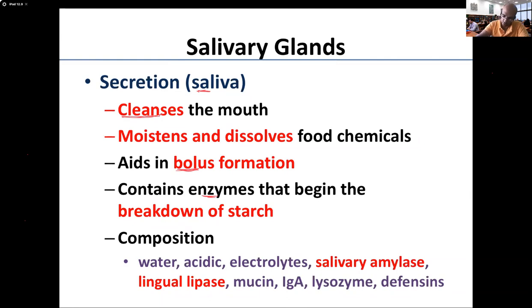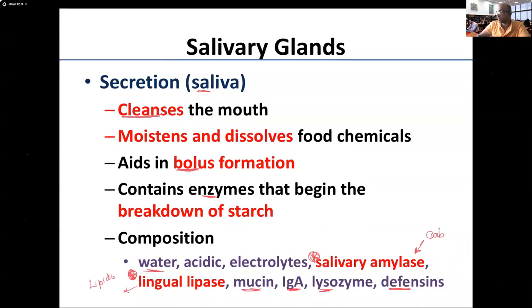The composition here of the saliva includes water, acids, electrolytes, salivary amylase, lingual lipase, mucin, IgA, lysozymes, and defensins. The salivary amylase and the lingual lipase are two digestive enzymes that will help break down. Here the amylase is helping break down the carbohydrates, and the lingual lipase is going to be helping break down lipids.